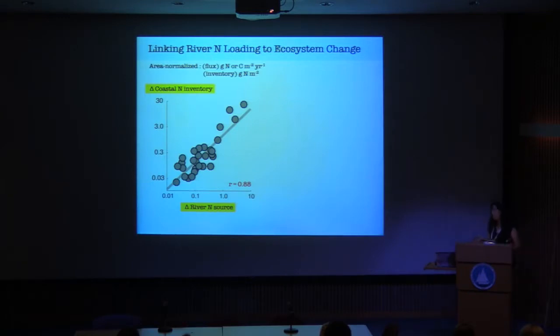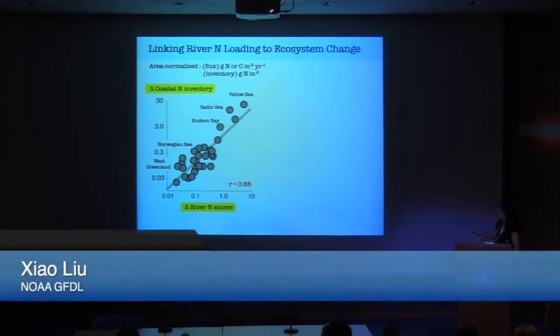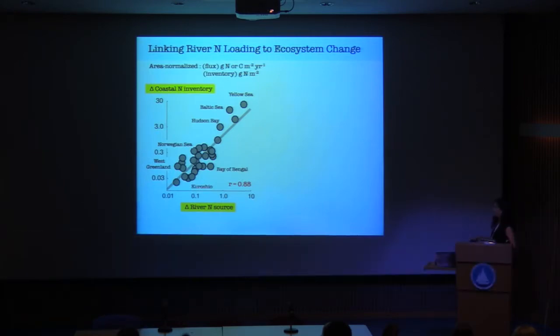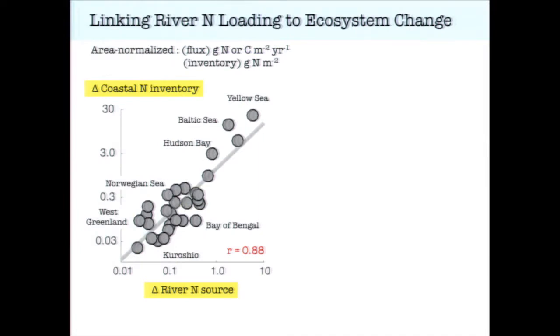Okay, since we're plotting on log scale, we do see some deviations, and because of the log scale, the deviation is actually not trivial. So I wanted to look at what are the systems that deviate from the regression line. I'm identifying some examples here: Yellow Sea, Baltic Sea, Hudson Bay, Norwegian Sea. Those are the ones above the regression line, meaning they're more sensitive to increases in river loading. The ones below the regression line, Bay of Bengal, Kuroshio Current, mean that if you add the same amount of nitrogen to those systems, they don't accumulate that much, so they're less sensitive.